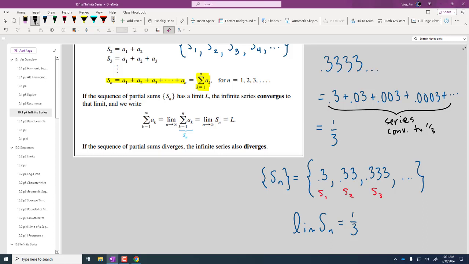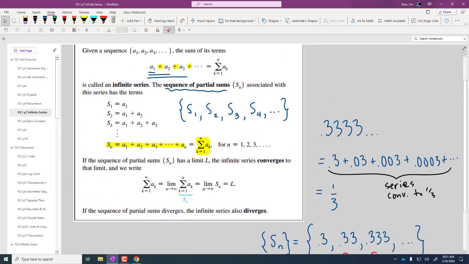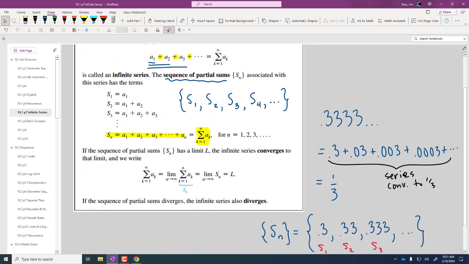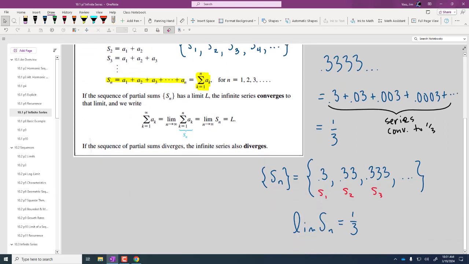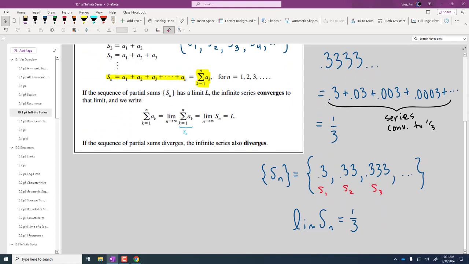So a lot of terminology is really all we're doing right now. If we have this infinite series, we then look at the sequence of partial sums. If it converges, it's going to converge to the limit of this sequence of partial sums. So if you add up the first n terms, that's called S sub n. And if that sequence has a limit of L, then the series is equal to L.